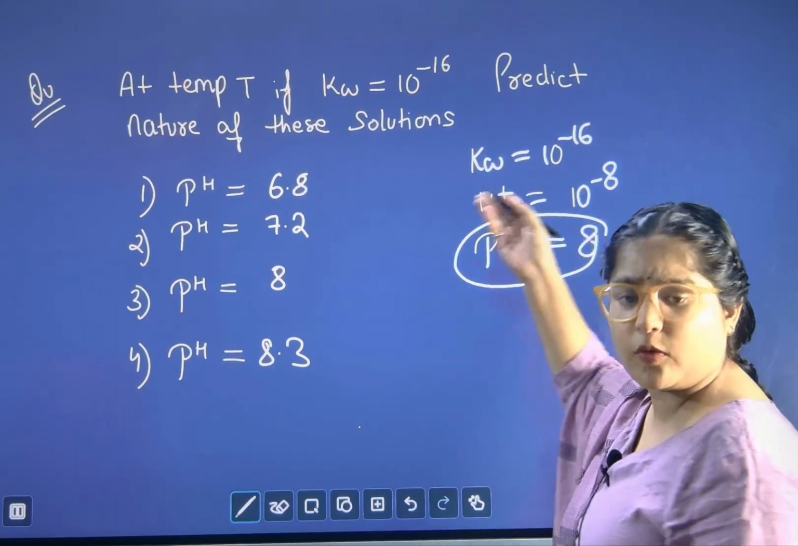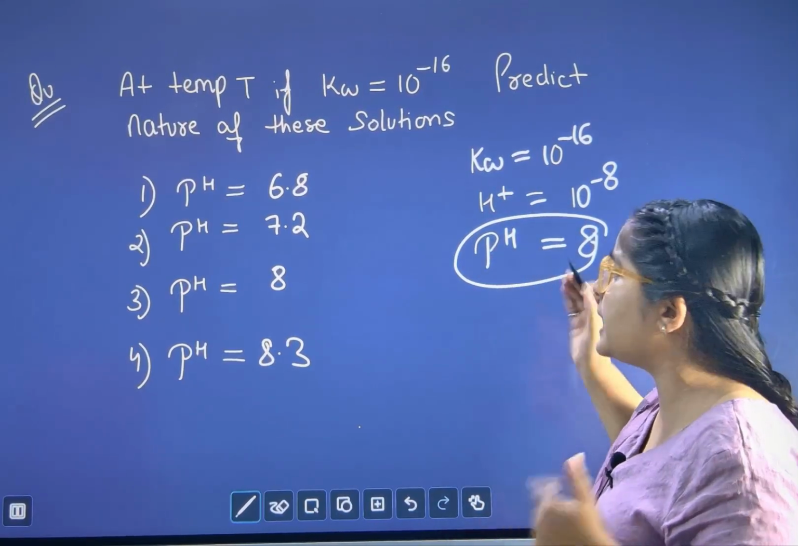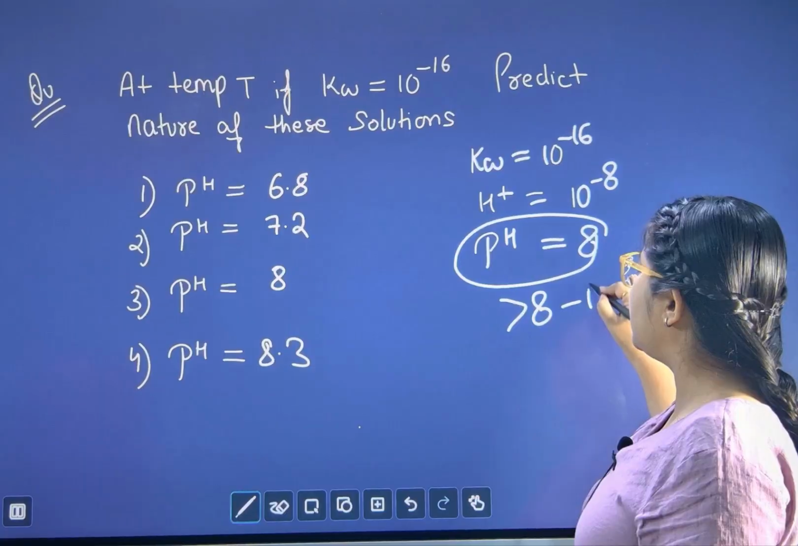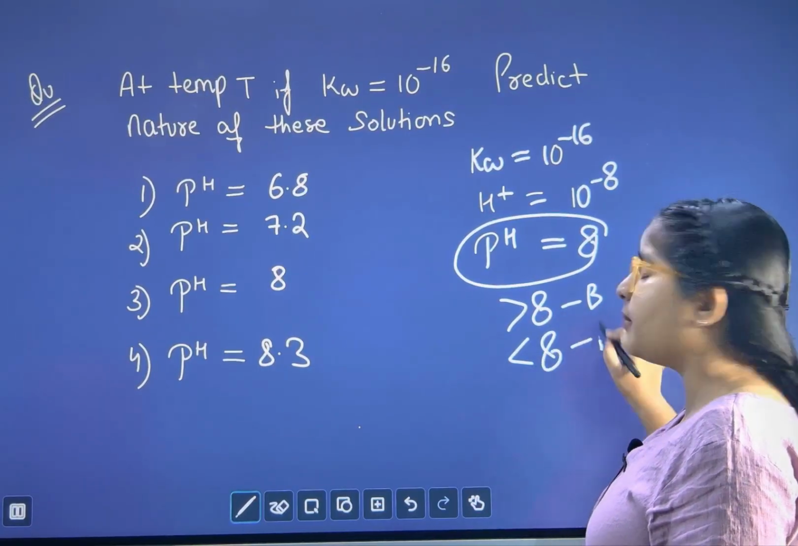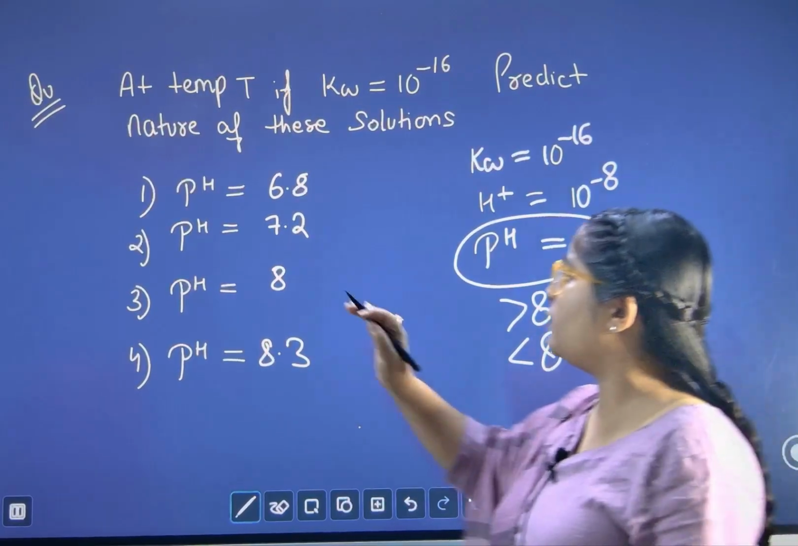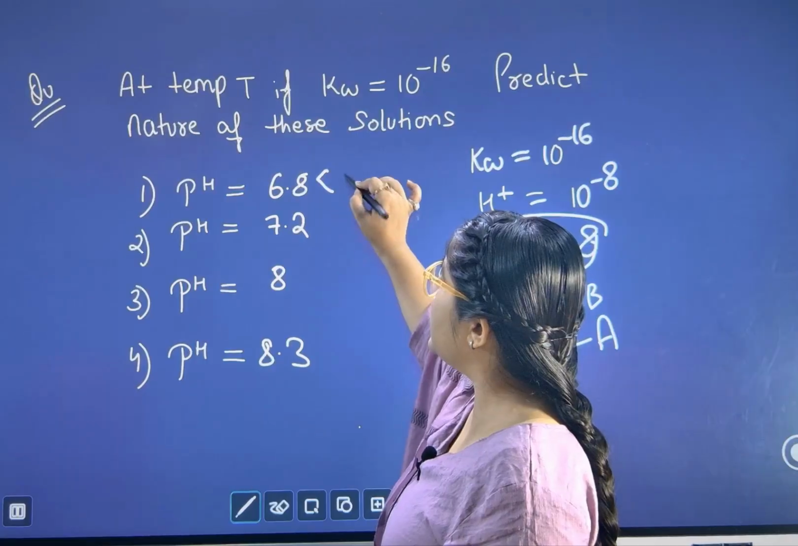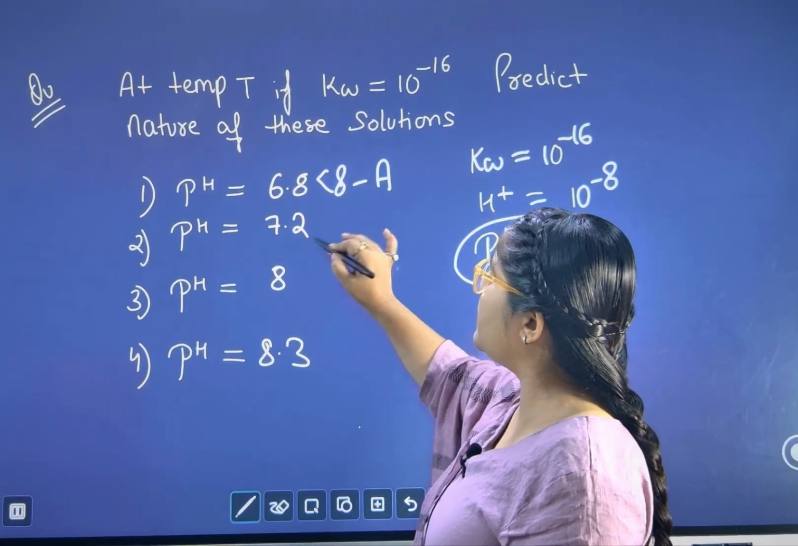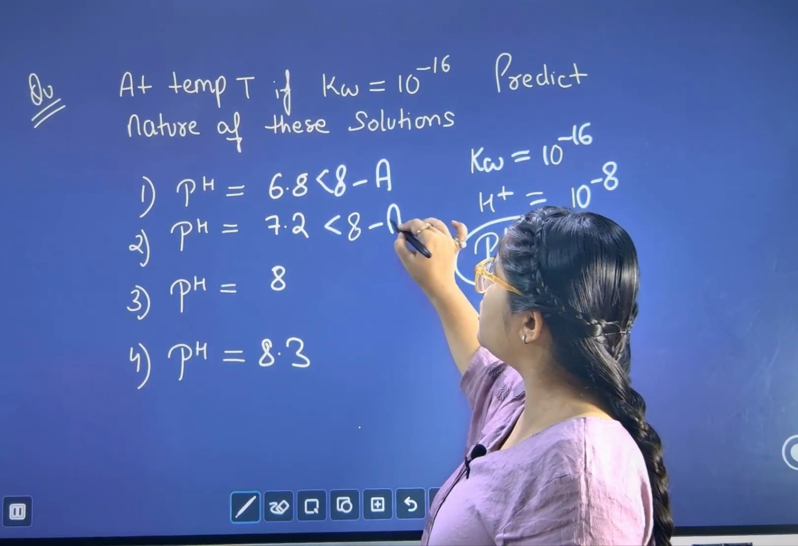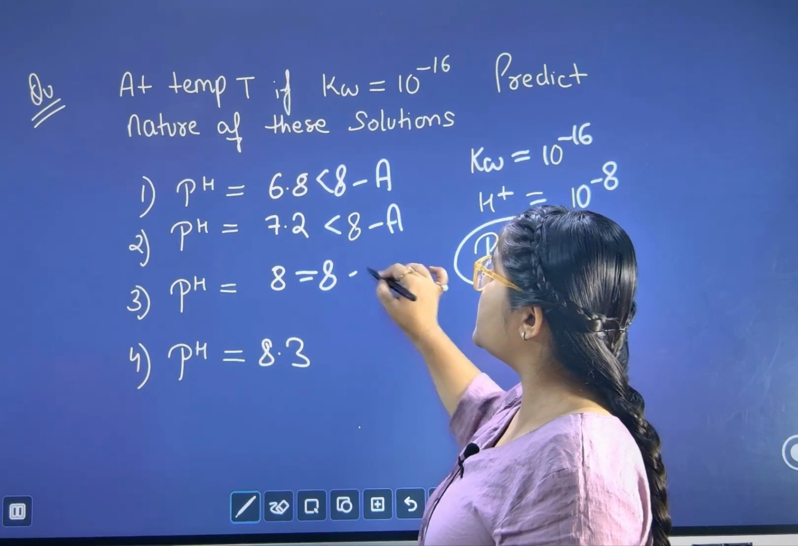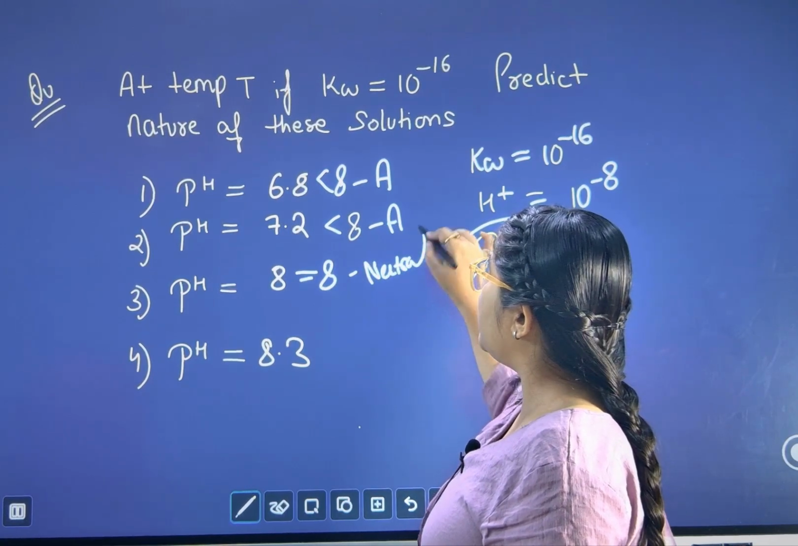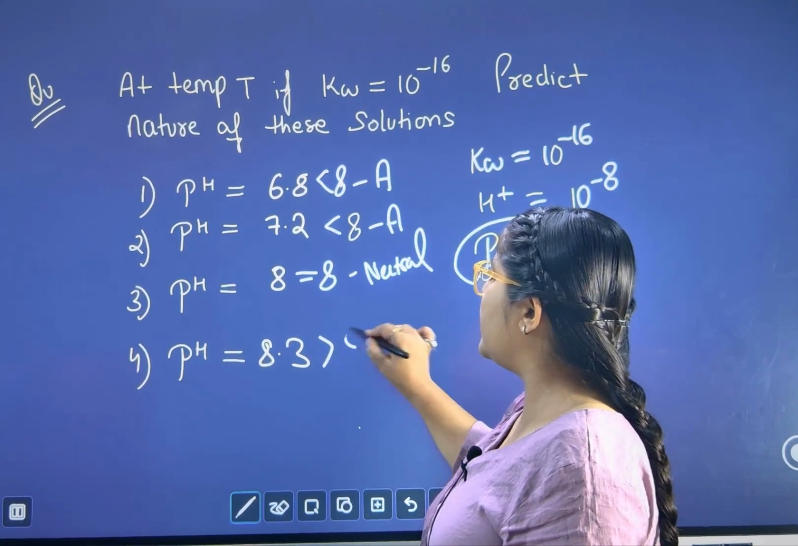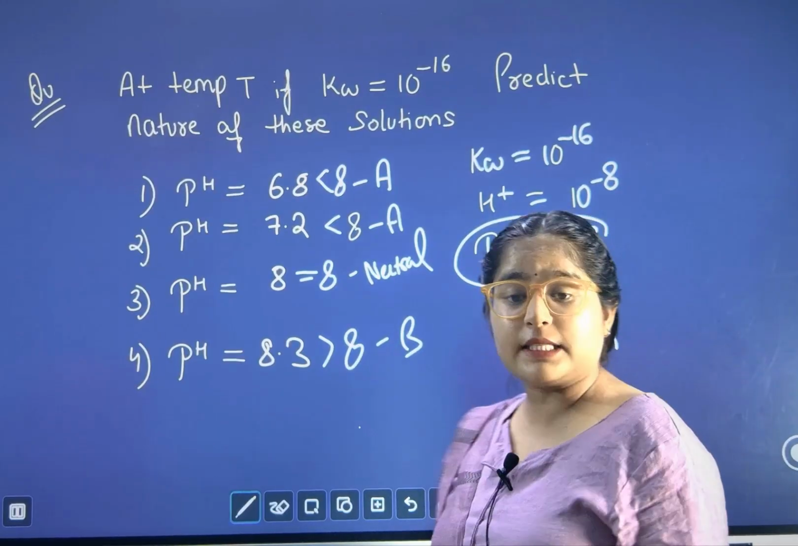Kw is the ionization constant of water. So the pH of water, the neutral pH, is 8. So from here more than 8 will become basic, less than 8 will become acidic. Okay, let us solve fast. So 6.8 is less than 8, means it is acidic. 7.2 less than 8, this solution is also acidic. 8 means it is our neutral pH. Okay, 8.3 more than 8 means it will become basic. Are you able to understand?